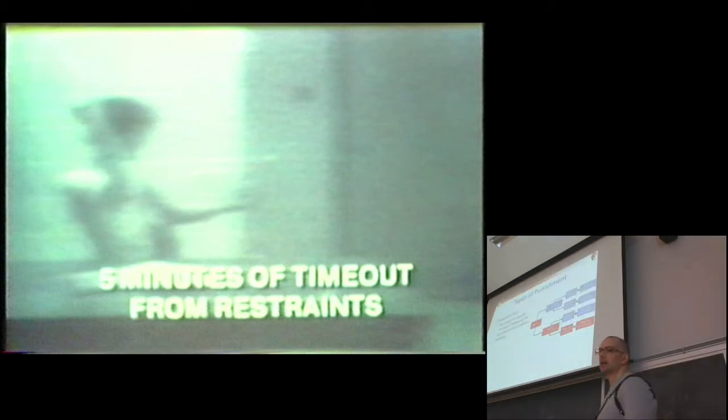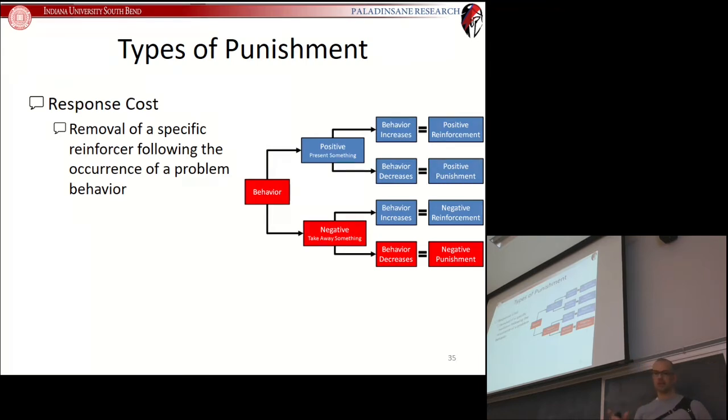So for example, when we saw Harry, whenever Harry self-abused, there was a negative punishment consequence to that self-abuse. And they say it was 5 minutes of timeout from restraints. But this is one where sometimes it gets a little bit difficult to determine, is this response cost or is this a timeout procedure? So when he self-abused, they took his restraints and they left the room. So on the one hand, it seems like response cost because there was the removal of a specific reinforcer. They specifically removed Harry's restraints. They specifically said, oh, we're going to take your restraints away now for 5 minutes. That's the one and only thing that you're no longer getting in this situation.